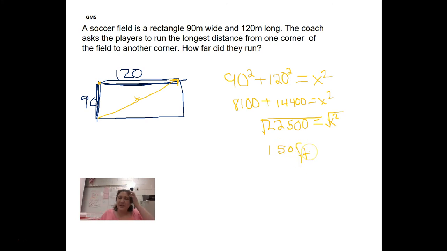Okay, so some kids be like, oh yeah, 120 meters, or not feet, meters. 150 meters. But even though it's a rectangle, there is that hidden diagonal that the soccer players actually ran. They ran from this corner all the way over here. That's the longest distance that they could have run.